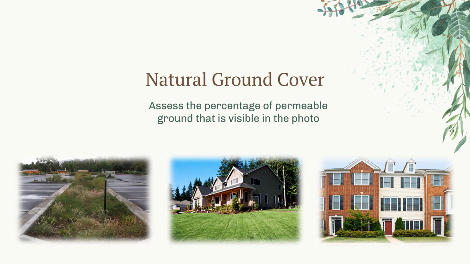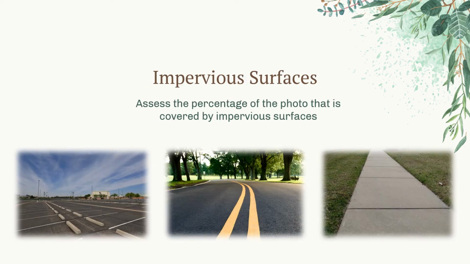In order to analyze the natural ground cover, we assigned a percentage of the amount of space that was covered by permeable ground. Examples of permeable ground observed in our photos were neighborhood yards, parking lot medians filled with mulch, dirt, grass, or shrubs, and grass lawns surrounding shopping venues and apartment complexes. In order to analyze the percentage of the photo that was covered by impervious surfaces, we also assigned a percentage of the amount of space that was covered in those impervious surfaces, such as parking lots, roadways, and sidewalks.